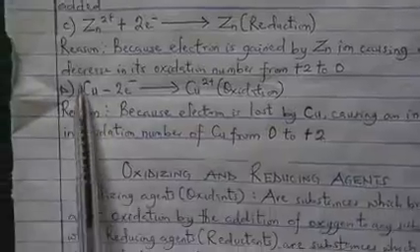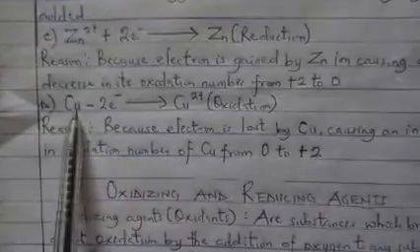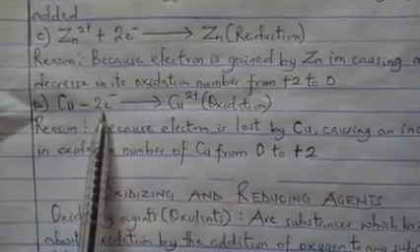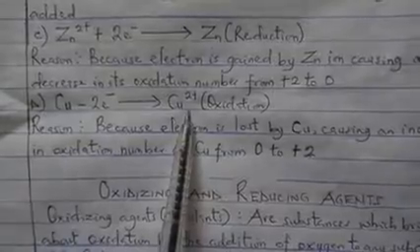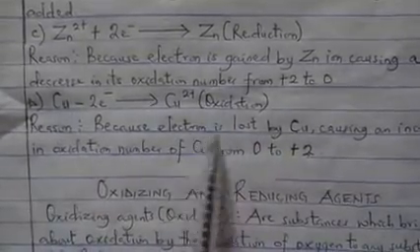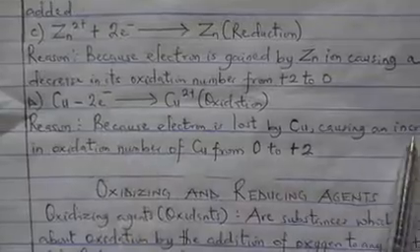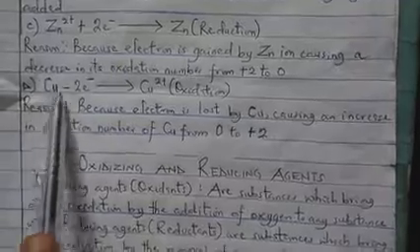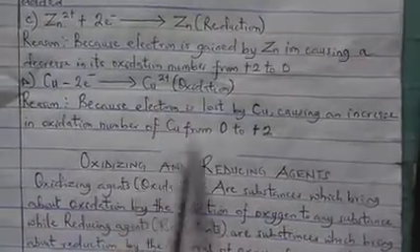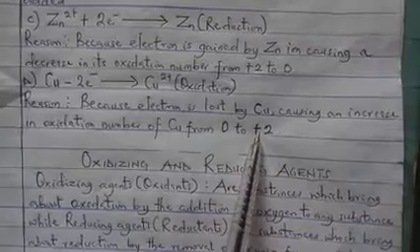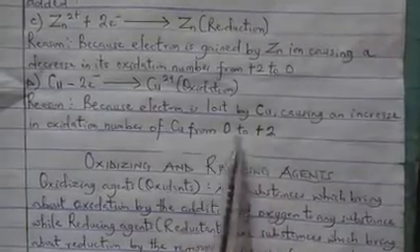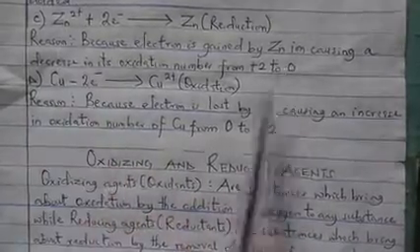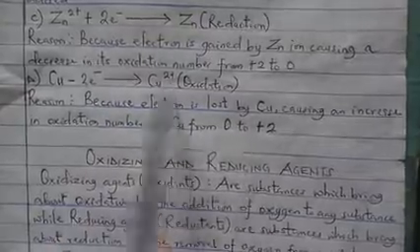When you look at D, copper lost 2 electrons to give us copper 2+. This is oxidation. That means electron is lost by copper, causing an increase in oxidation number. Element in its free state is 0, going to +2. That means there is an increase in oxidation number. And don't forget, oxidation is an increase in oxidation number, while reduction is a decrease in oxidation number, from +2 to 0. This one from 0 to +2.